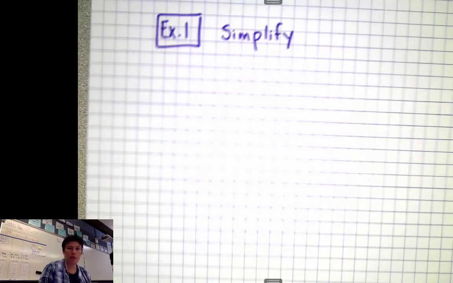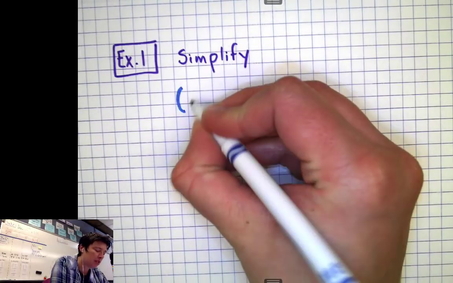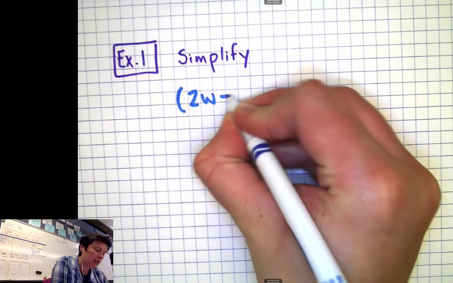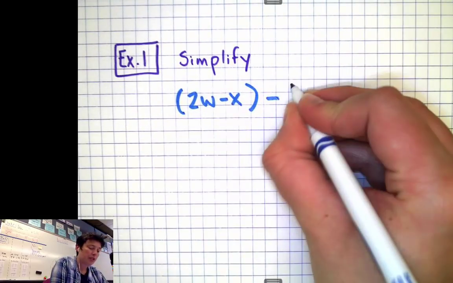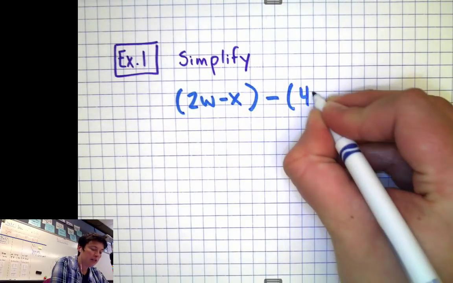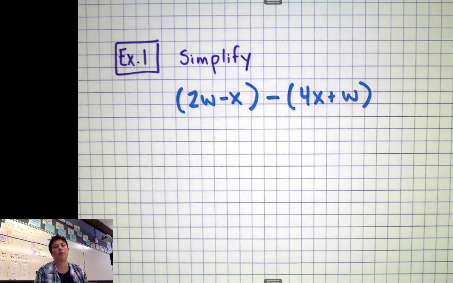We are going to simplify parentheses 2w minus x, minus parentheses 4x plus w. All right, so how do we tackle this problem? Well, first we get rid of the parentheses.